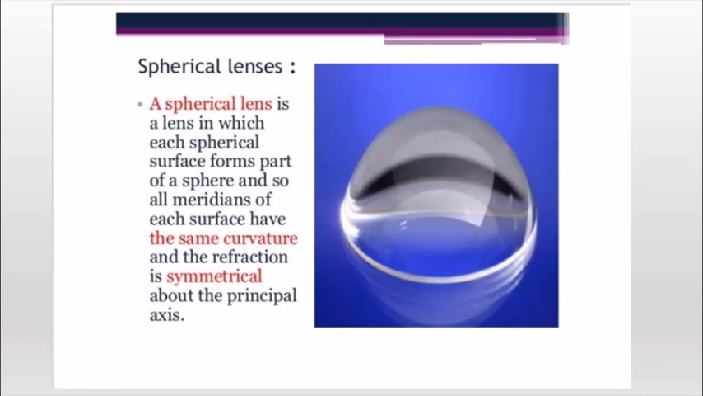A ray of light gets refracted twice while passing through a lens, once while entering the lens and once while emerging from the lens. So the direction of the ray changes because of these refractions, and both surfaces of most of the lenses are part of a sphere, and so it is called a spherical lens.